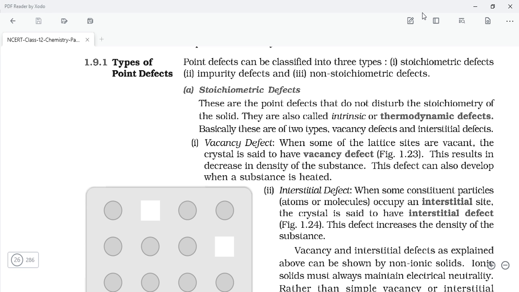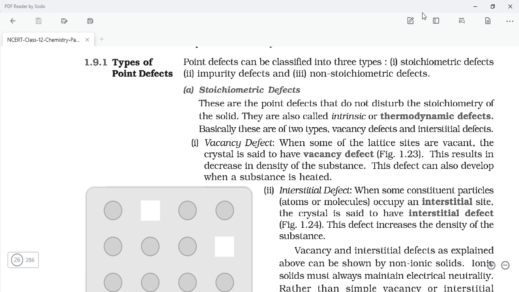Interstitial defect: when some constituent particles, atoms or molecules, occupy an interstitial site. If you already have some space between the atoms inside your lattice, then some atoms might come in contact with that lattice and might get stuck, or get attracted electrostatically. So when some constituent particles occupy an interstitial site, the crystal is said to have interstitial defect.